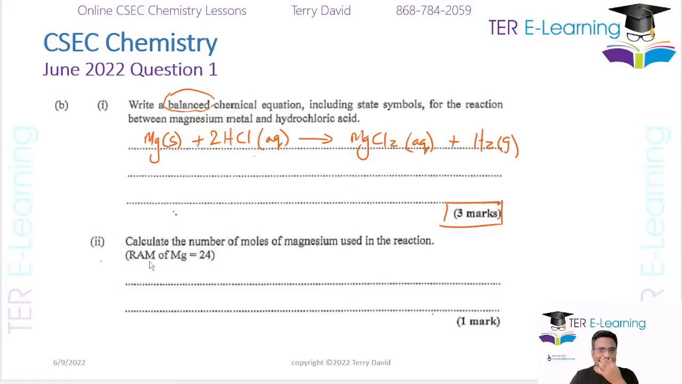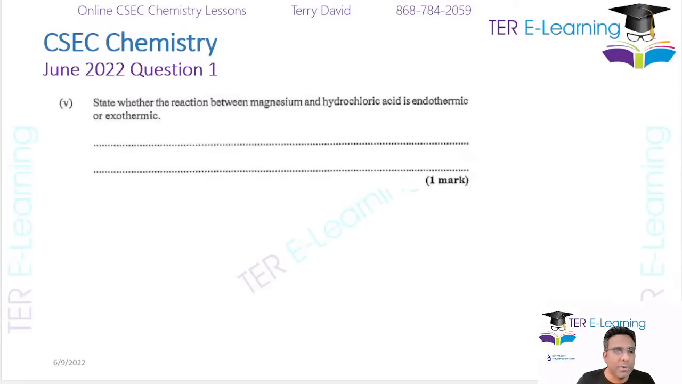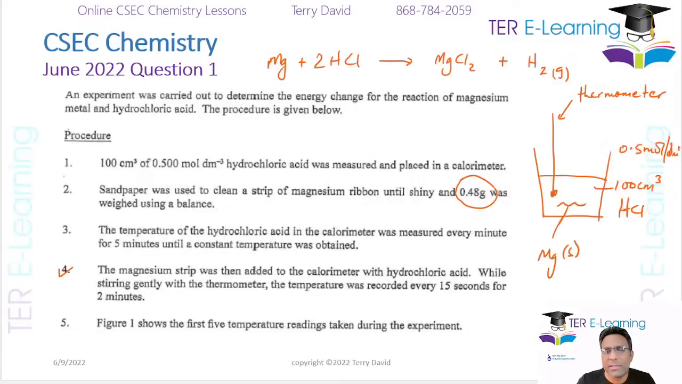Now, part 2, they said calculate the number of moles of magnesium used in a reaction. So let's go back to the original question. They said we had, so this is how much magnesium they gave us, 0.48 grams, right? Oh, sorry, I missed out a piece of the question. Hold on. State whether the reaction between magnesium and hydrochloric acid is endothermic or exothermic. Well, the fact that we have an increase in temperature means that this reaction has to be exothermic. Right? So I missed that piece there, right? So, hold on, I forget the number already. 0.48 grams.